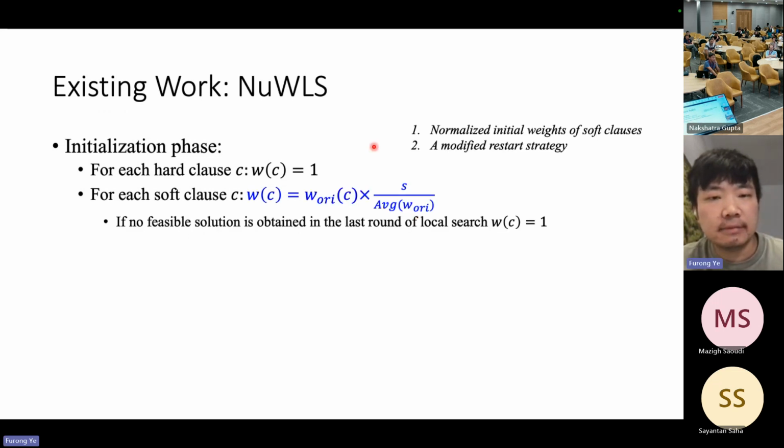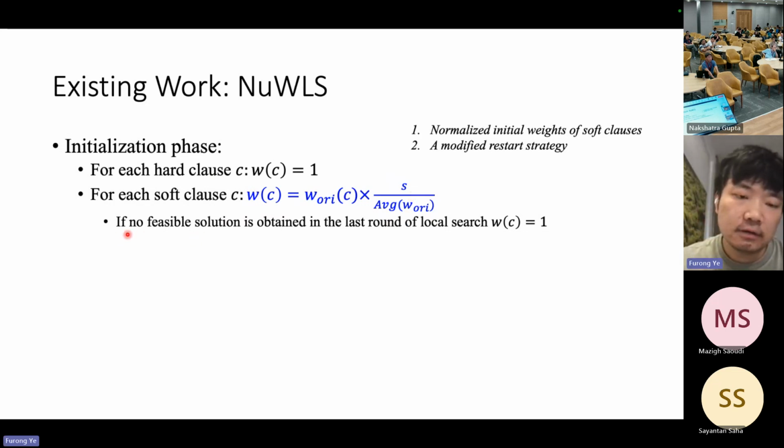And later, I think the solver NuWLS was the state of the art two or three years ago. It updates the previously introduced method by replacing the initialized soft clause weights with a normalized value. So here the initial weights of soft clauses will be initialized with the normalized factor. This average value is the average of all the soft clause weights, and this S is a parameter. I think it's trained based on the MaxSAT competition instances.